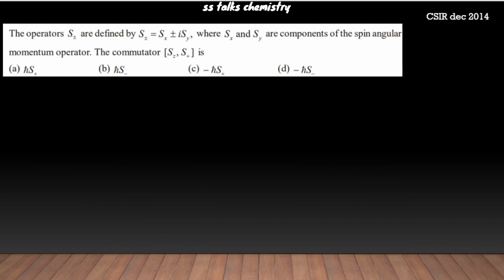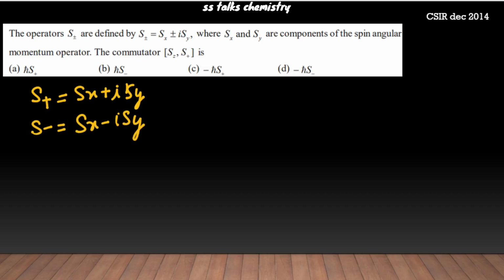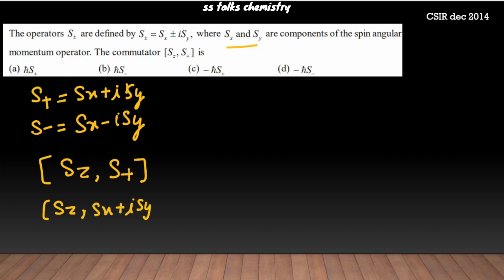Okay. Next, this one. The operators S plus minus are defined by, like, S plus minus raising or lowering operators. S plus value is going to be Sx plus i times Sy, and S minus is going to be Sx minus i times Sy. Okay, where Sx and Sy are the components of the spin angular momentum operator. The commutator value you need to find is of Sz with S plus. So this is going to be the commutator of Sz with Sx plus i times Sy.